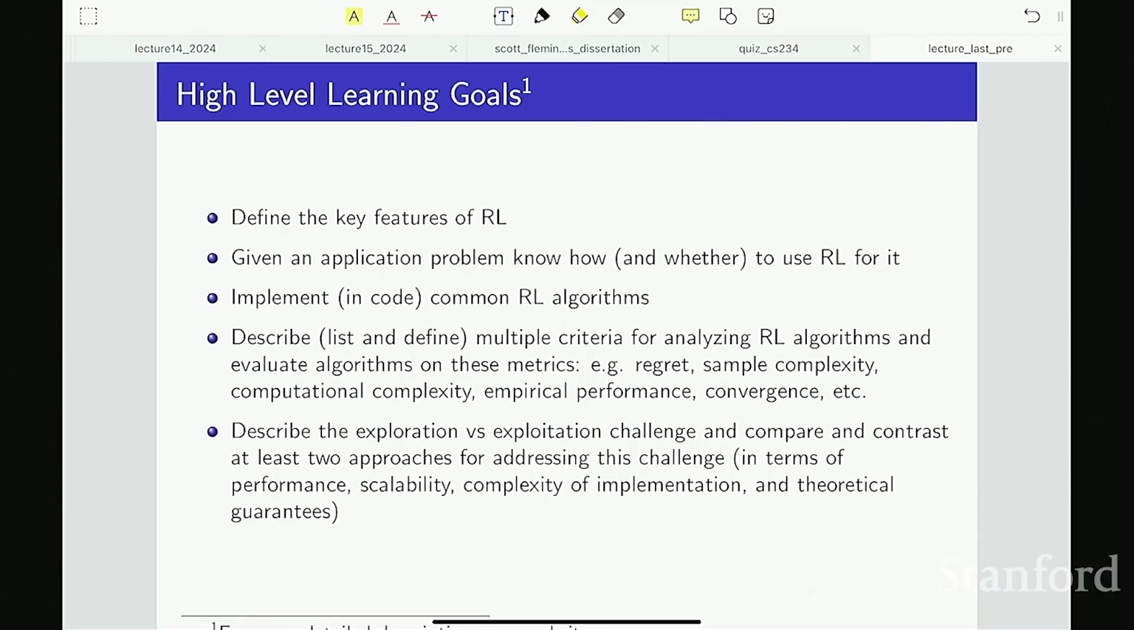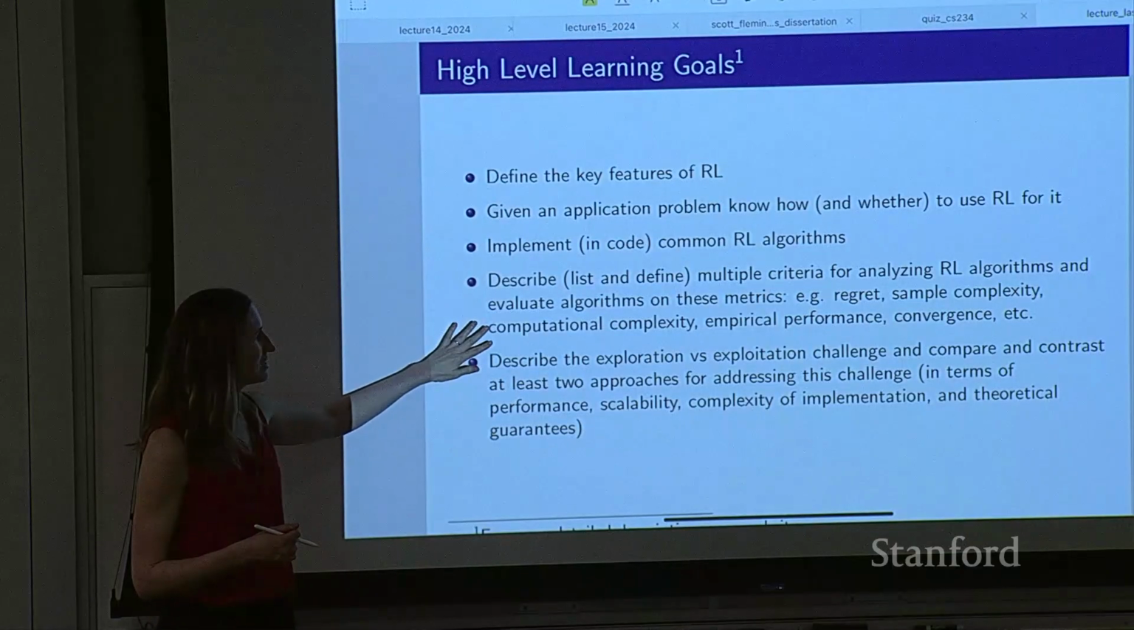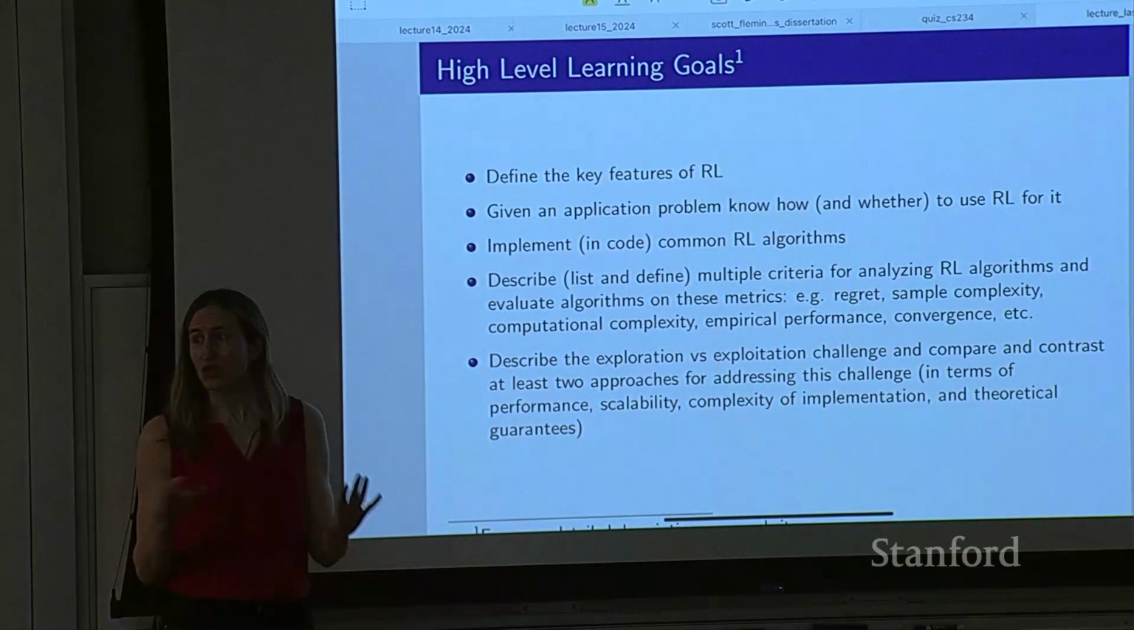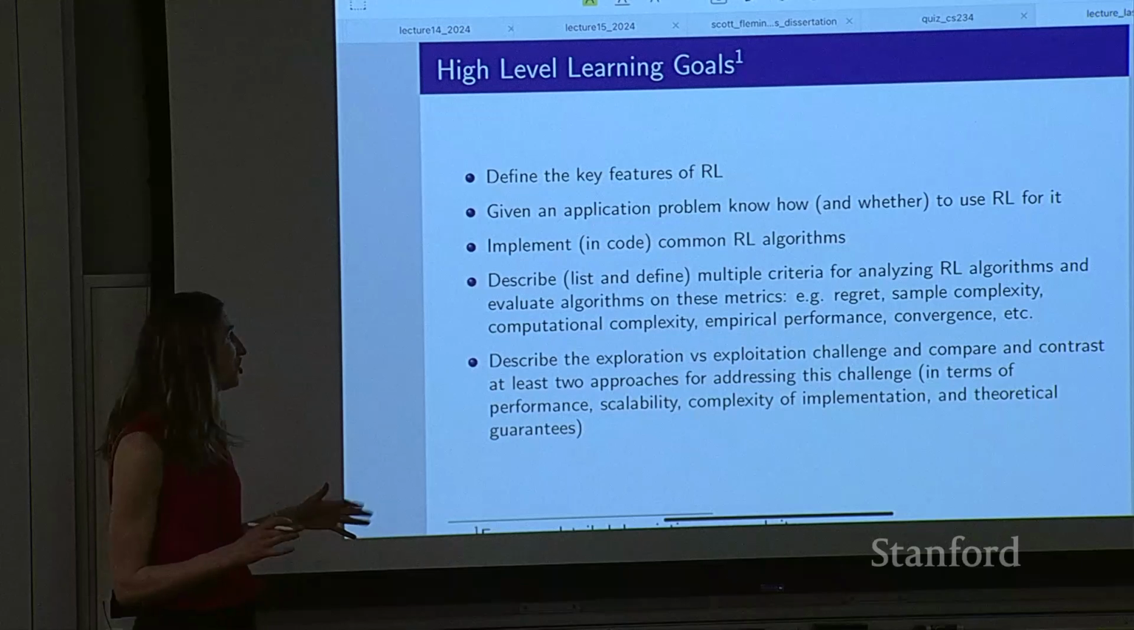And then to understand how we would compare and contrast what it means to have a good RL algorithm and what are the ways we should evaluate algorithms themselves as a way to help us understand if we're making progress. So thinking about things like regret, sample complexity, computational complexity, empirical performance. Does it converge to the optimal policy? Does it converge at all?